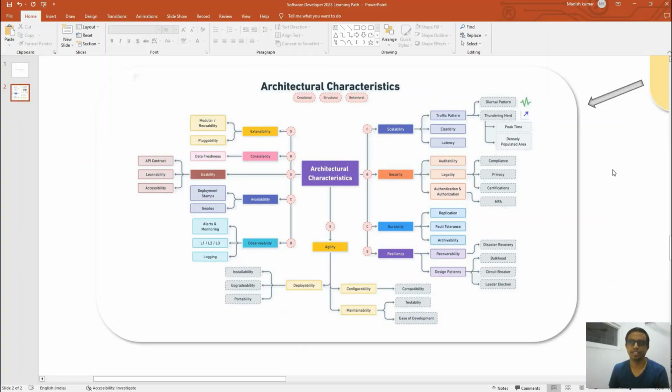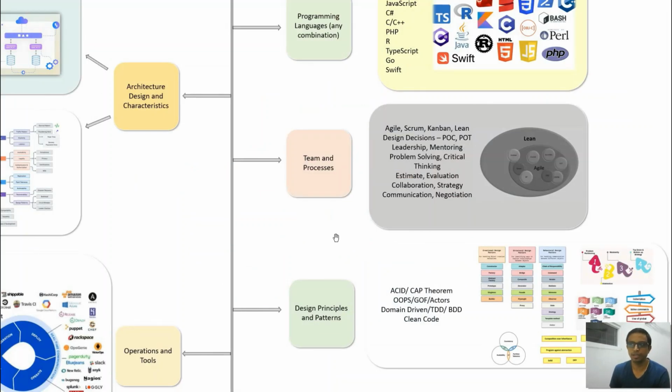Next is architectural characteristics. In architectural characteristics, we need to be aware of three subsections, which is creational, structural, and behavioral areas. So we have extensibility, consistency, availability, observability. Then we have agility, resiliency, durability, security, and scalability. All these are the characteristics of an efficient architecture. Now, if we dive into more details, you will find that there are some granular details on how you can implement it.